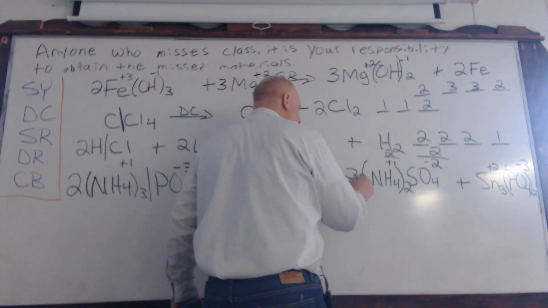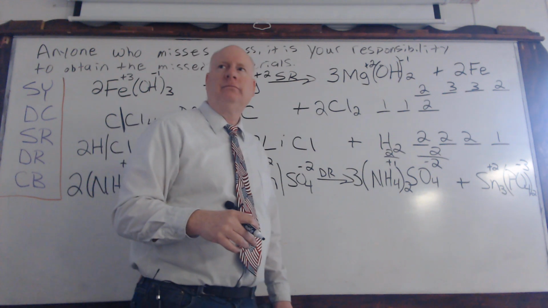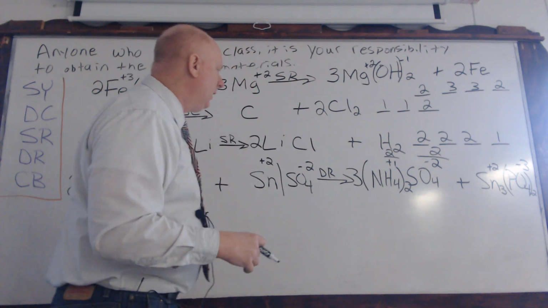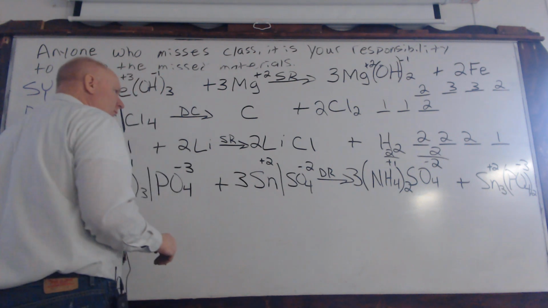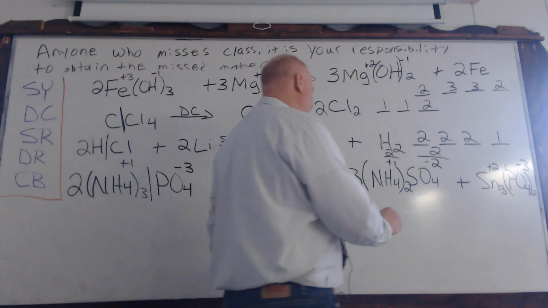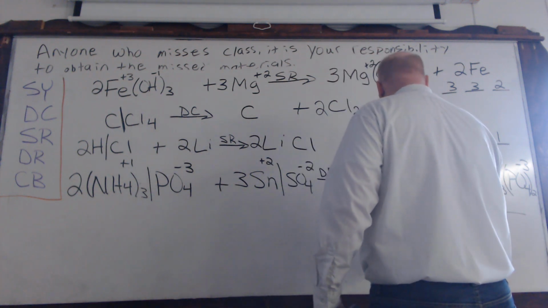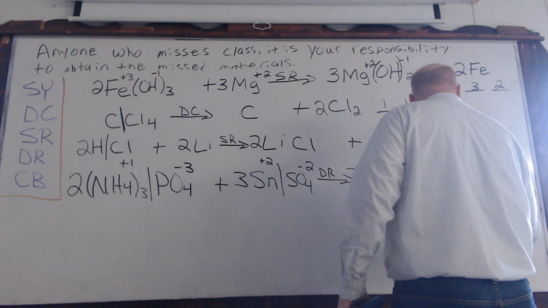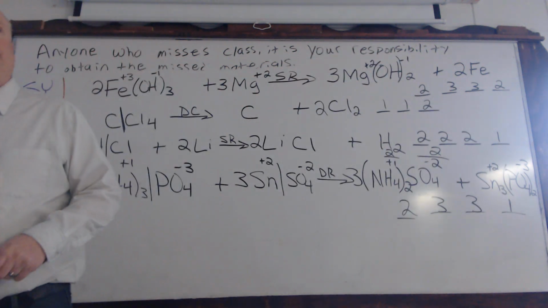If we put a 3 here, okay, now you have 3 tins, which is even with the other side. 2, 3, 3, 1. Okay.